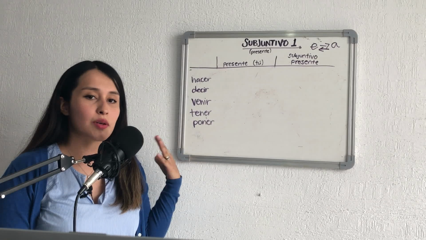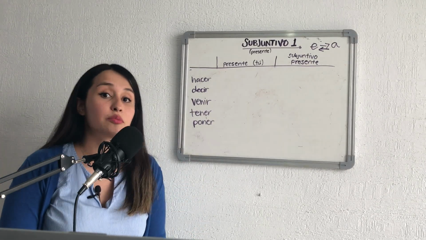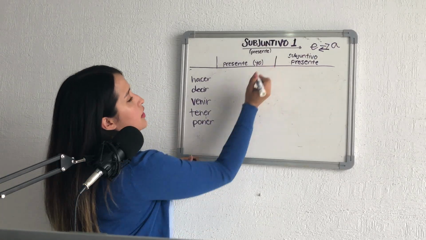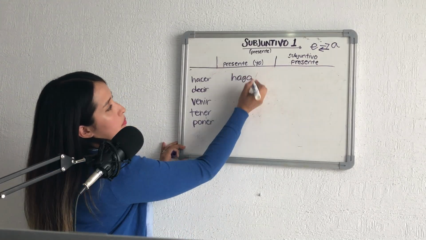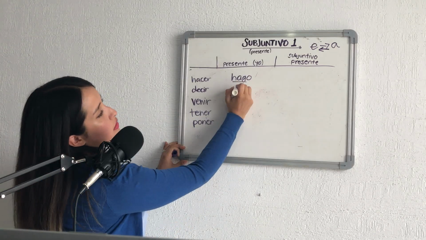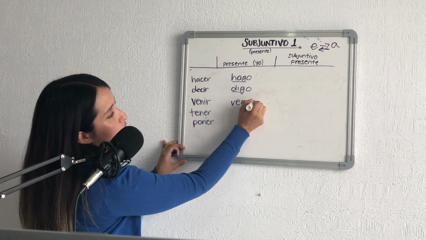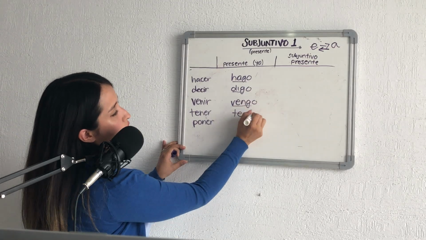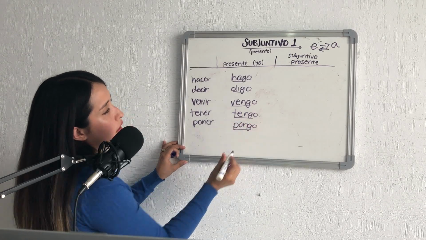So the rule for these special verbs is not to think about tú. Instead of thinking about tú, you need to think about yo in the present. So not tú, but yo. In the present, hacer is yo hago. So you have here ag. Decir is yo digo. You have dig. Venir, vengo. You have ven, g. Tener, tengo. Teng, and poner, pongo, pong.